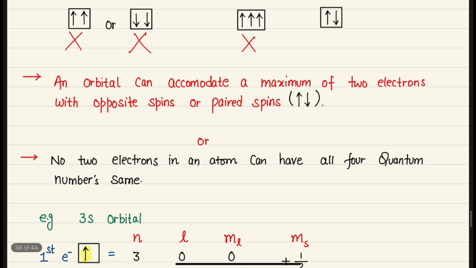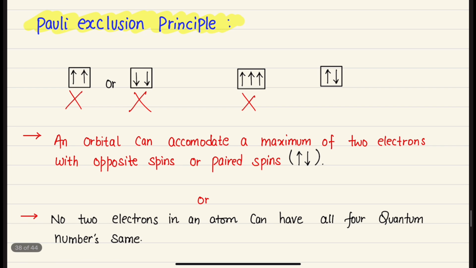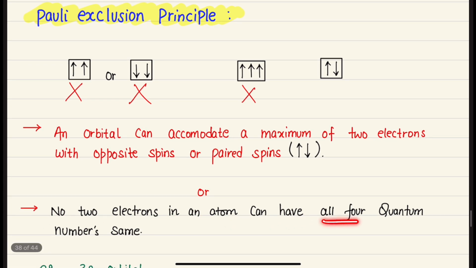Or we can say indirectly, no two electrons in an atom can have all four quantum numbers the same. Understood? We have already discussed all four quantum numbers: principal quantum number, azimuthal quantum number, magnetic quantum number, and spin quantum number. All the links are given in the description box. You can go and check, right?